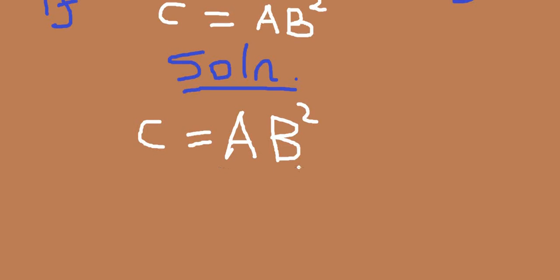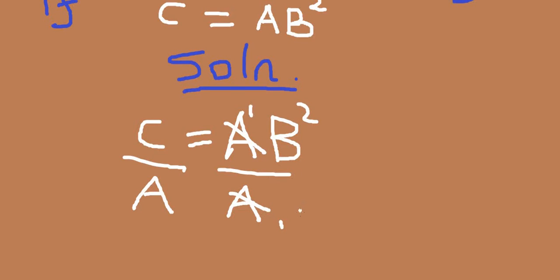Now, because we are making B the subject of the formula, we are going to try to let B remain alone. So we are going to divide by A on both sides so that B remains alone. Divide by A on the right hand side, and then divide by A on the left hand side. Then after that, A and A cancel out. We remain with 1.